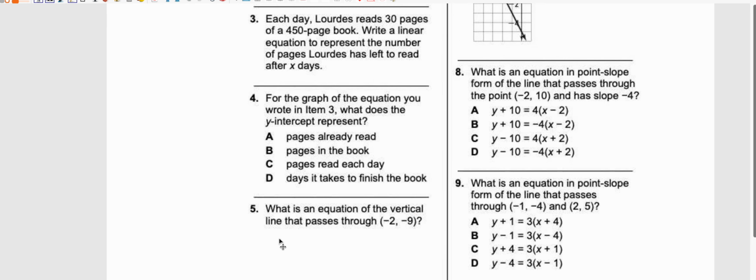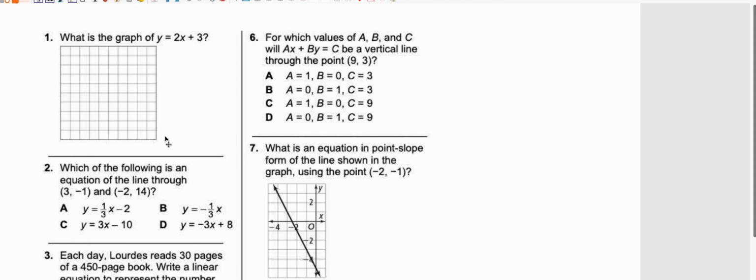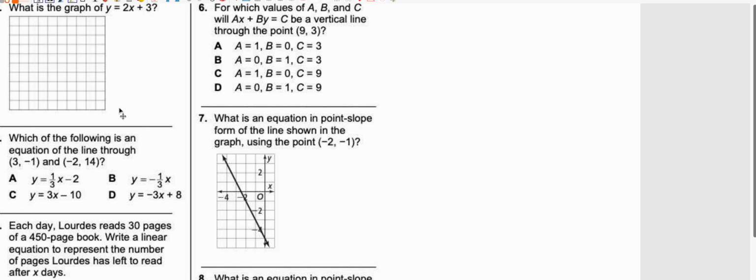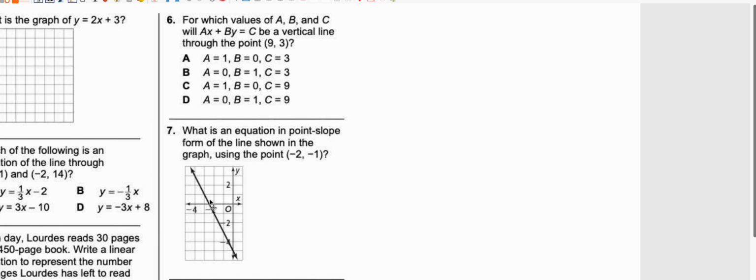All right, number 6. I'll switch over to this side now. For which values of a, b, and c will ax plus by equals c be a vertical line through the point 9, 3? So I want to end up, if it's a vertical line, what is my equation going to look like? I want x to equal 9, right?